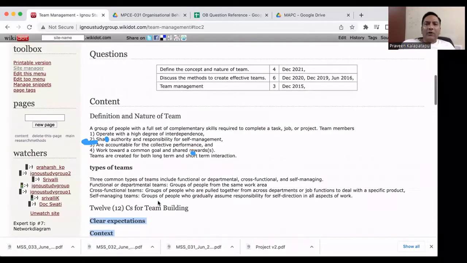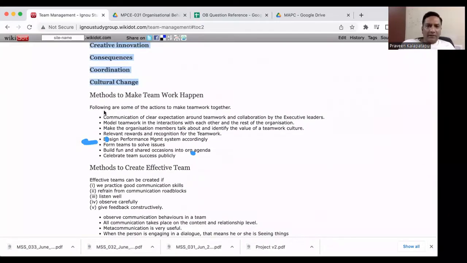Okay, so now we are going into methods to make teamwork happen. Basically, how can you make sure that the team really works? You need to have clear expectations around teamwork. You need communication which sets the expectation of what this team is all about and what we are working on. Model teamwork in the interactions with each other. You need a structure in which you interact with each other, and also with the rest outside the organization. So you are forming a communication mechanism within and also outside.